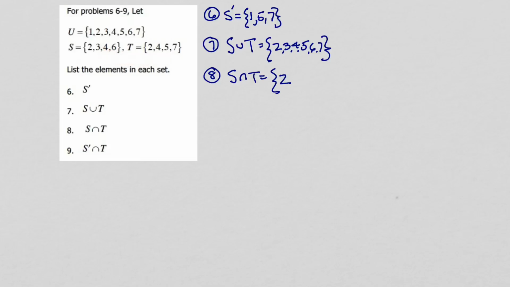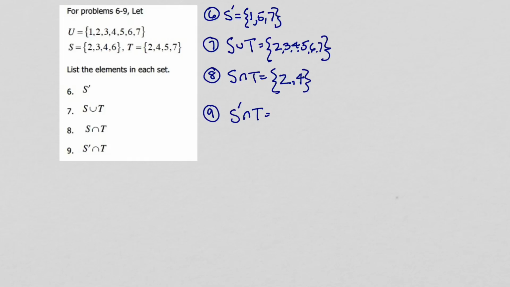4 is in both, so we'll write a 4. Then, what about the 6? The 6 is in S, but it's not in T. What about the 5? The 5 is in T, but not in S. The 7 is in T, but not in S. So the only numbers that are in both S and T are the 2 and the 4. So we're going to write that as our set intersection.